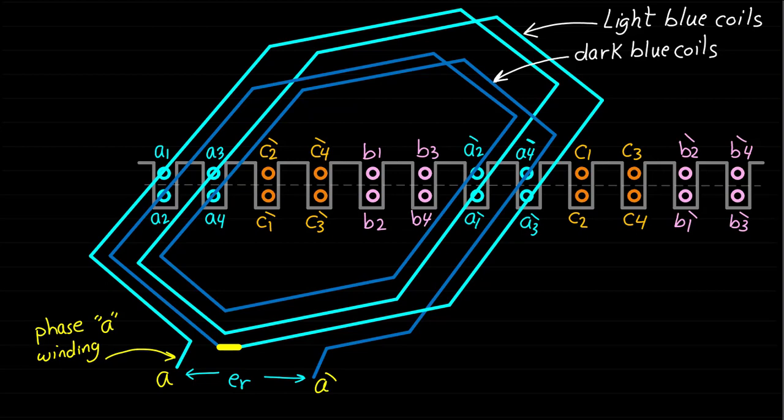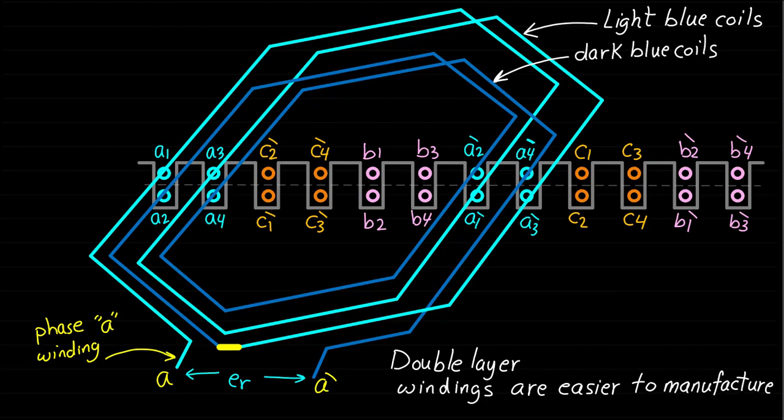As mentioned earlier, double layer windings have more coils compared with single layer windings. Therefore, we can produce more voltage with a smaller number of slots compared with the single layer machine. It is worth mentioning that in practice, double layer windings are easier to manufacture because they have fewer slots for a given number of coils.